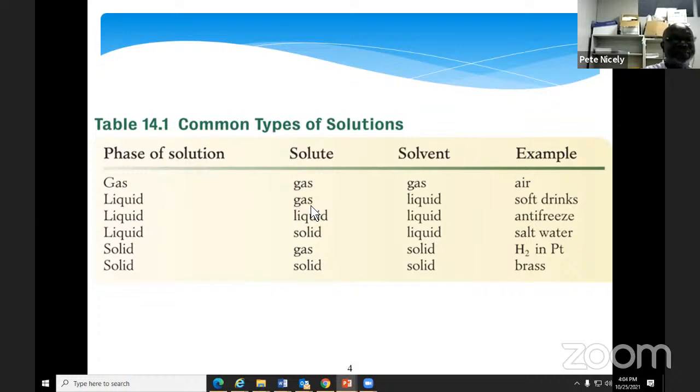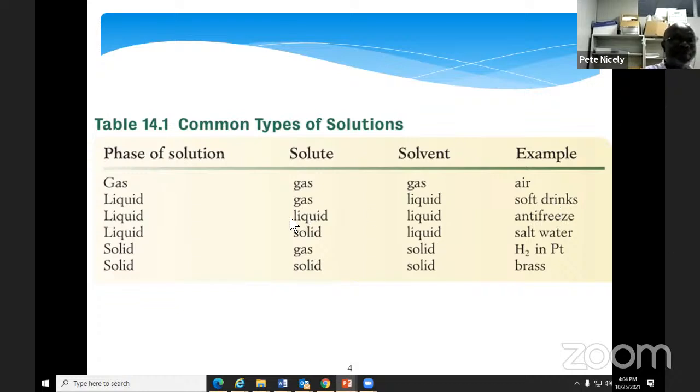You can also have a solution made up of a gas dissolved in a liquid, in which case the phase of the solution will be liquid. An example of this would be soft drinks or sodas, like your 7-Up and your Mountain Dew and Coca-Cola and so on. In those cases, the gas would be carbon dioxide dissolved in water. That's why these solutions are called carbonated beverages.